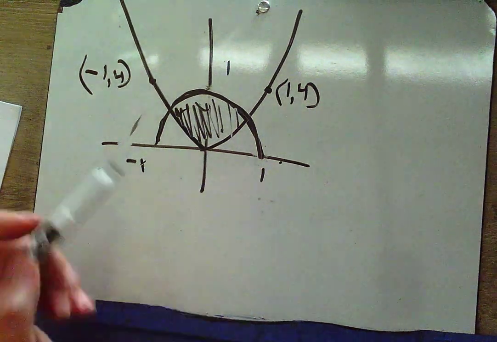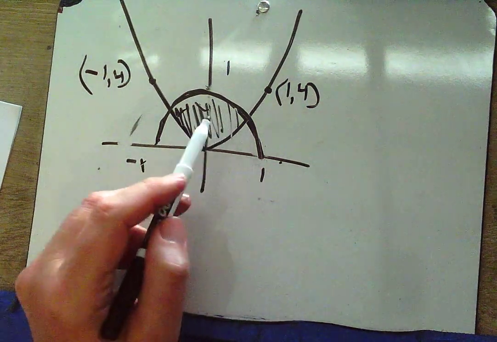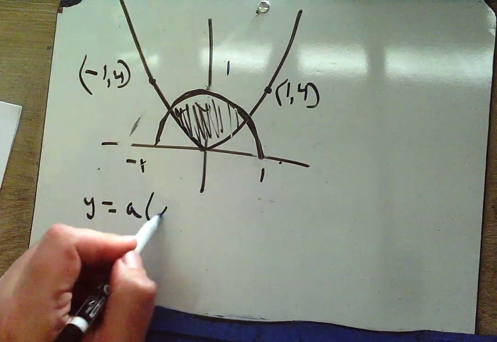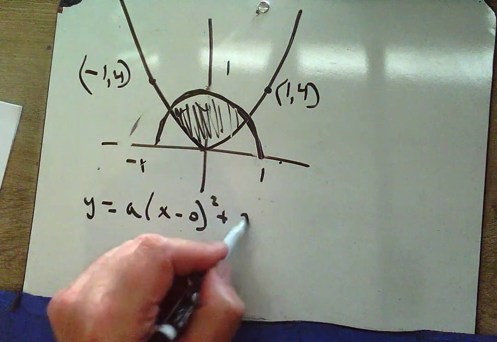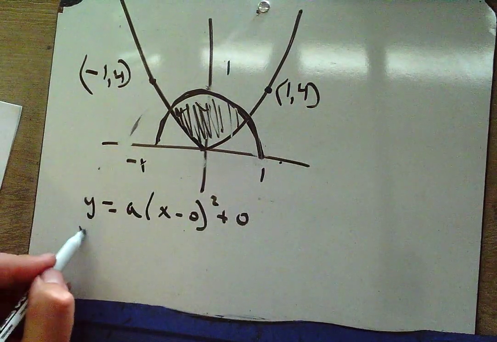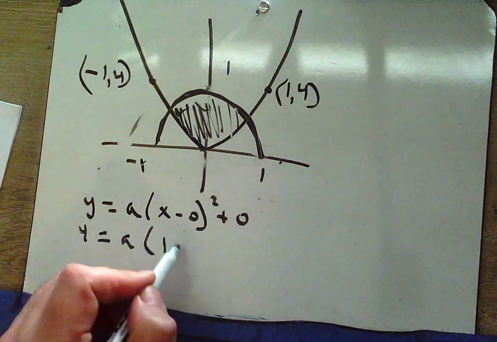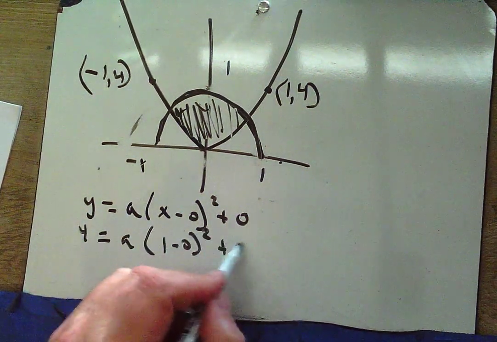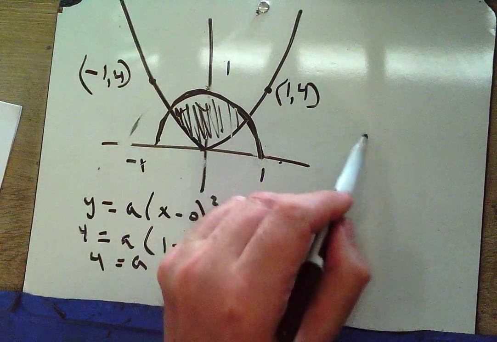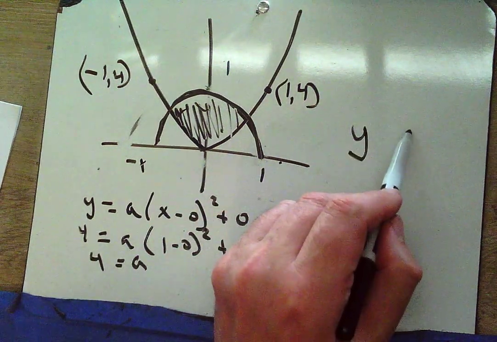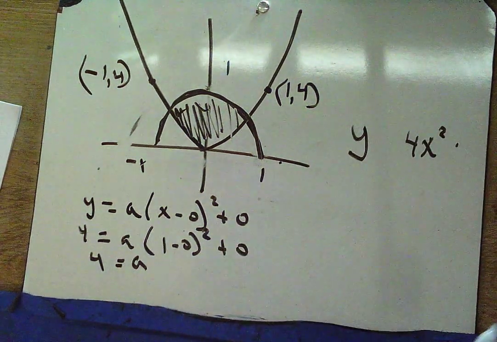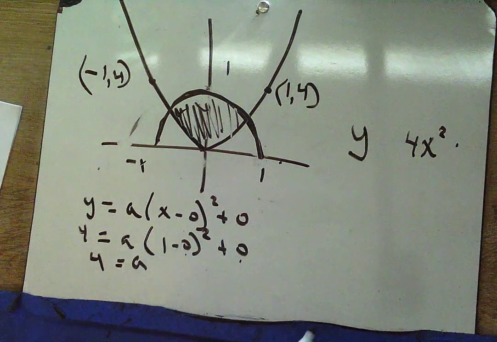Okay, welcome back. So, for the parabola, y equals a times (x minus 0) squared plus 0. I put in the vertex, and now I'm going to plug in (1, 4) to find the a value. And I get that a equals 4. Fabulous. So we've got y equals 4x squared as the inequality, because there's no shift horizontally and no shift vertically.